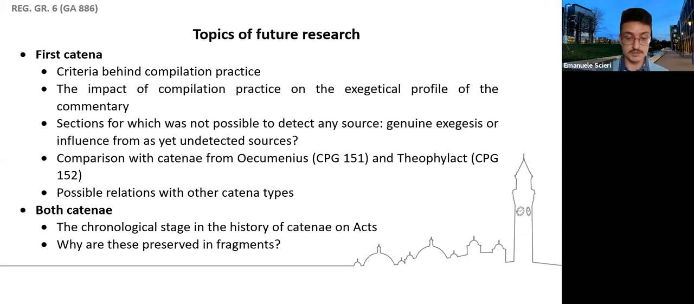Investigate possible relations with other catena types, including those from previously unknown codices singuli. Determine the chronological stage of both catenae in the history of catenae on Acts. And last, but not least, why are both catenae from GA 886 preserved in fragments?